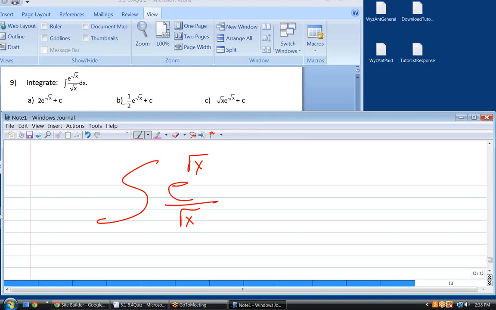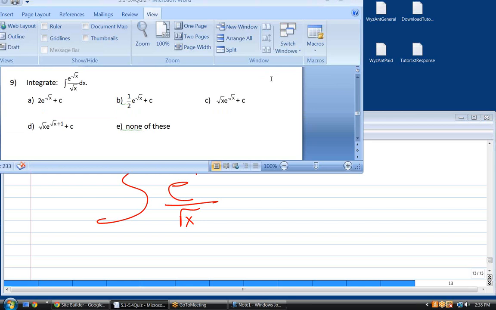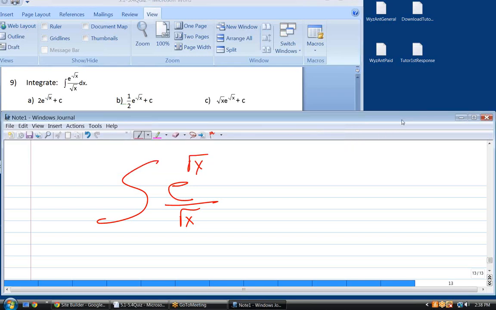Now, before we resort to our solution of last resort, and notice they make every one of these tough by putting in a "none of these," which means you might have to differentiate all four of these and still not get an answer. Before we do that, let's see if there isn't a different method we can use. Let's see, if I let u equal square root of x, then I'm going to have the integral of e to the u all over u.